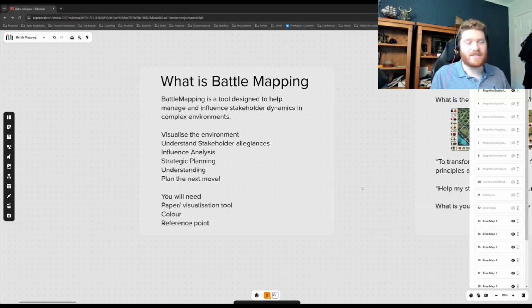So ultimately, starting off, what is battle mapping? Really, this is just a tool that helps you visualize where your stakeholders are, what the influence dynamics are, and then ultimately how you can play that to your advantage.